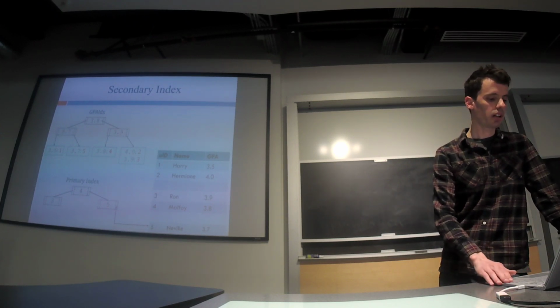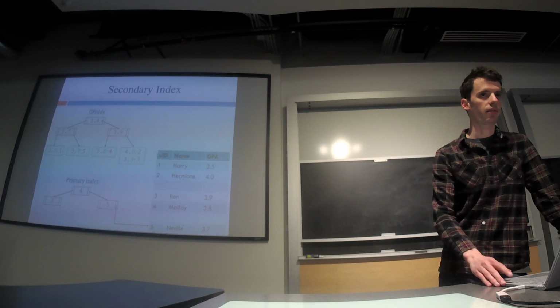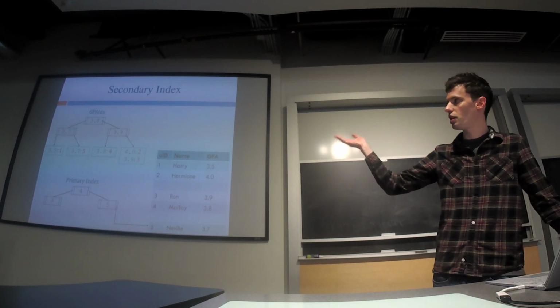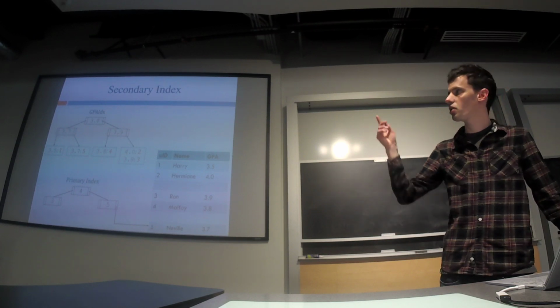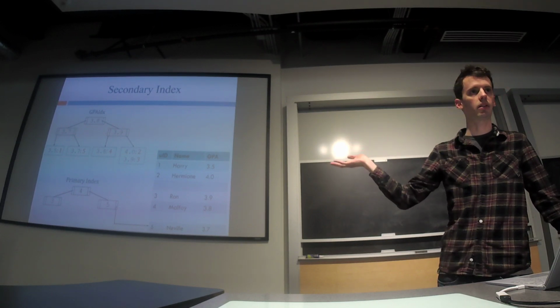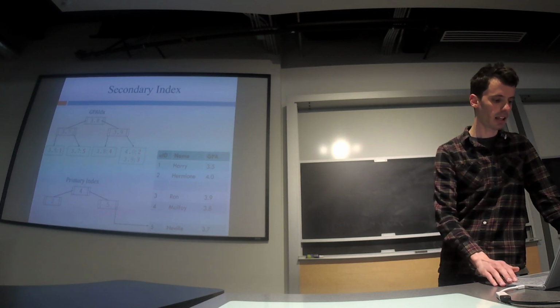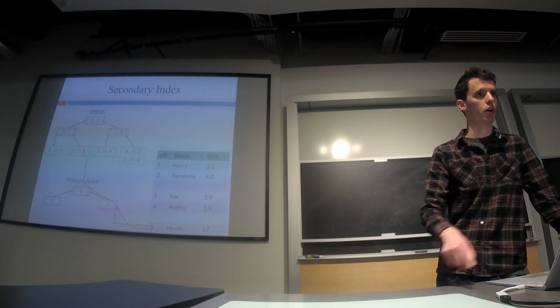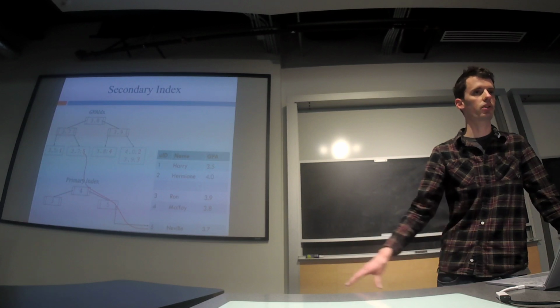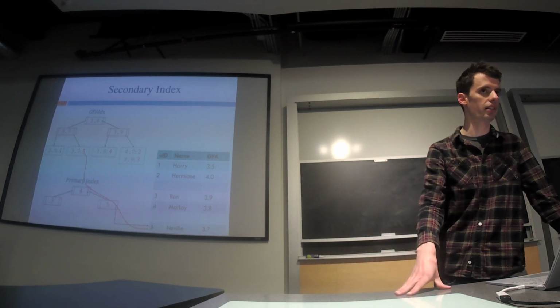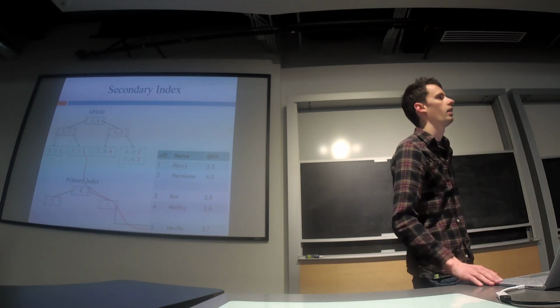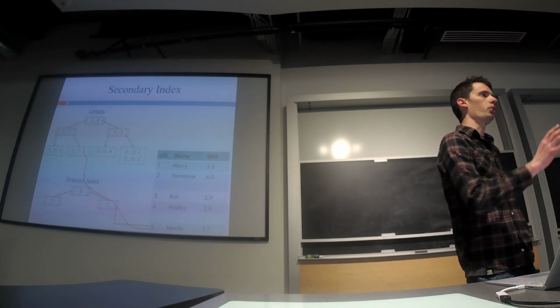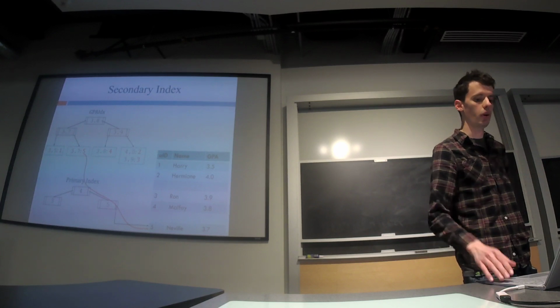If I'm actually doing a lookup there, I first have to search through the GPA index. So say I'm looking for someone with a GPA of 3.7. I search through that index to get down to that leaf node. And then I have to take that primary key and go through the same traversal procedure, but using the primary index in order to get to Neville. So now I have to look through 2 trees to find the row I'm looking for.